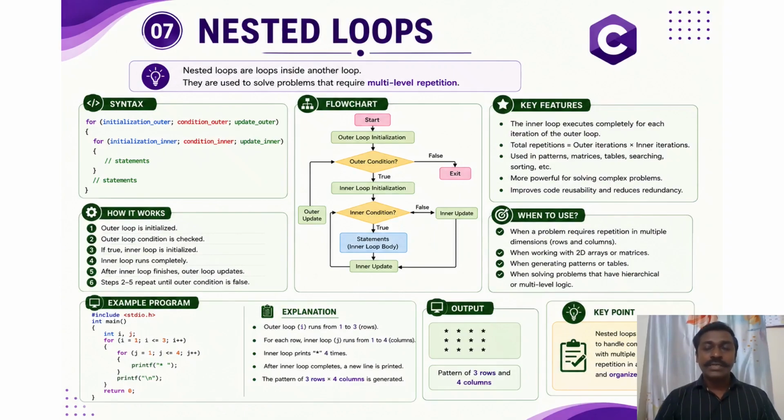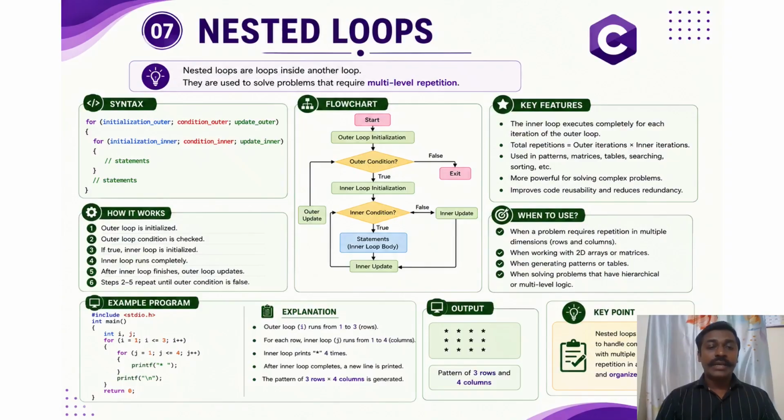For the first iteration of the outer loop, all the iterations of the inner loop will be done. Then it will go for the second iteration of the outer loop, and it will proceed again and again. So what is done here? The inner loop executes completely for each iteration of the outer loop. So the total repetition is equal to outer iterations times inner iterations.